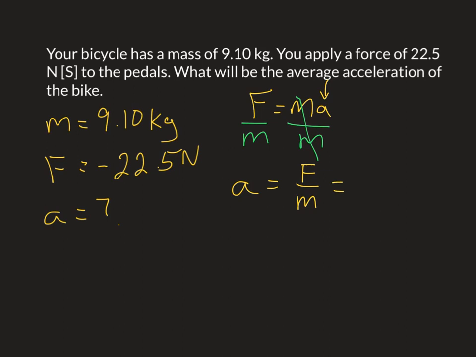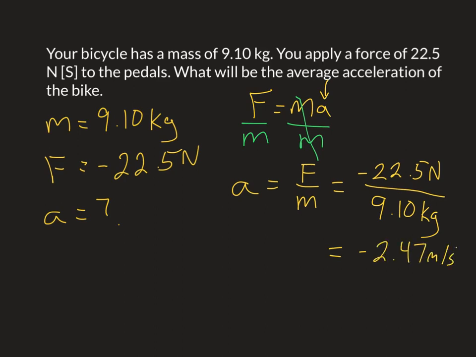All right. So my force here is negative 22.5 newtons. The mass is 9.10 kilograms. And when I do that division, what I get in my calculator is negative 2.47 meters per second squared. And I don't want that negative there, so I'm just going to rewrite this as 2.47 meters per second squared to the south.